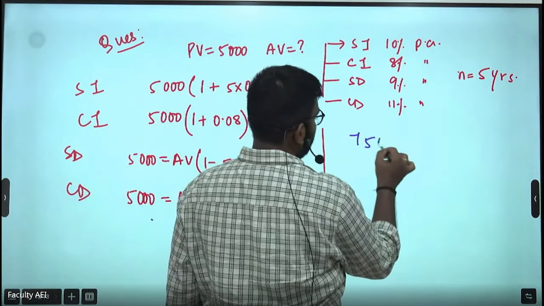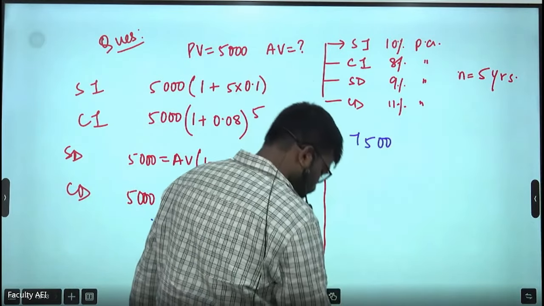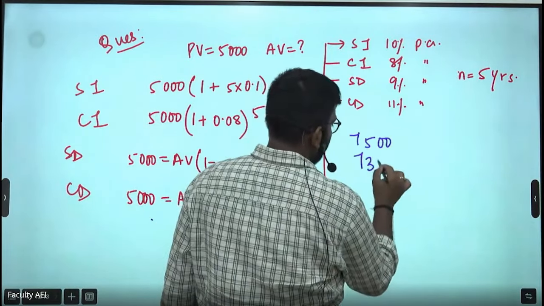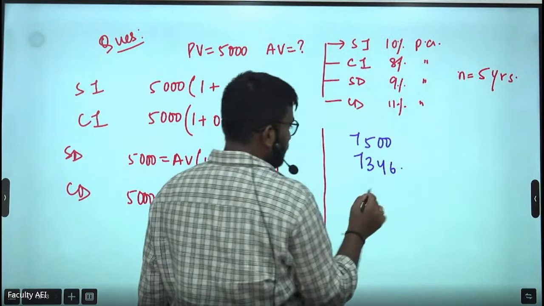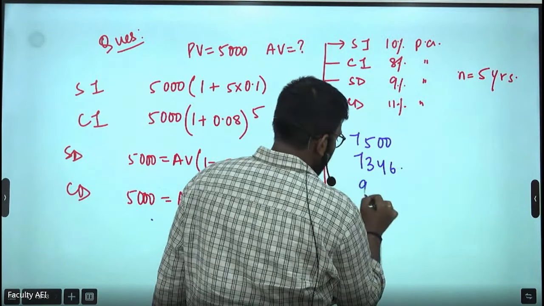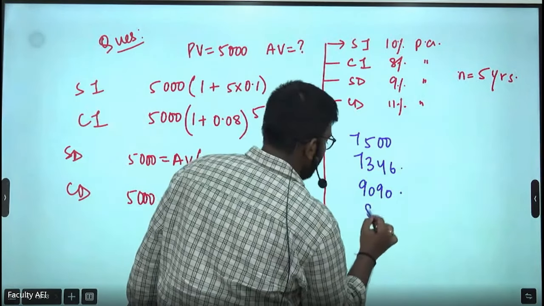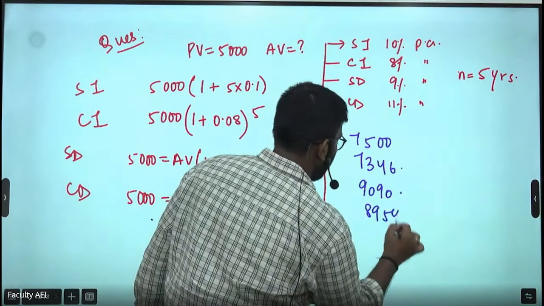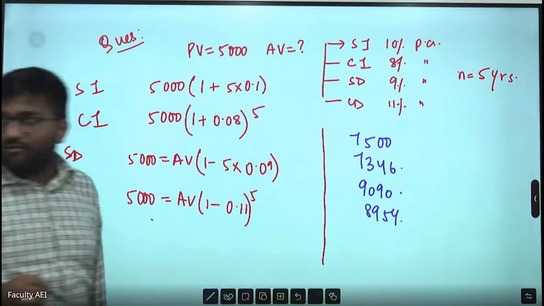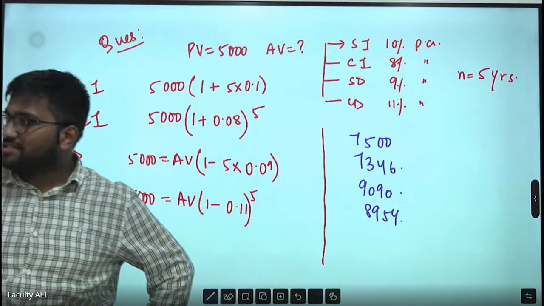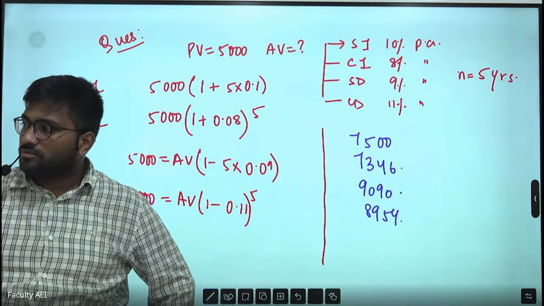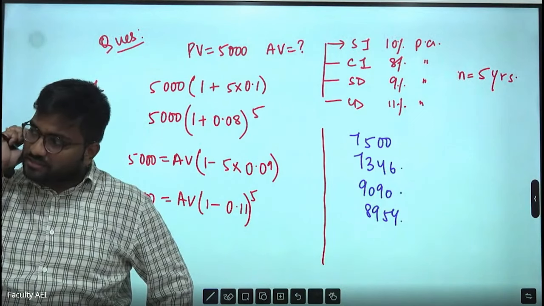7,500. 7,346. Okay, next. 9090 point. Okay, next. 8 54. Okay. Have you all got these answers? Yes, no?